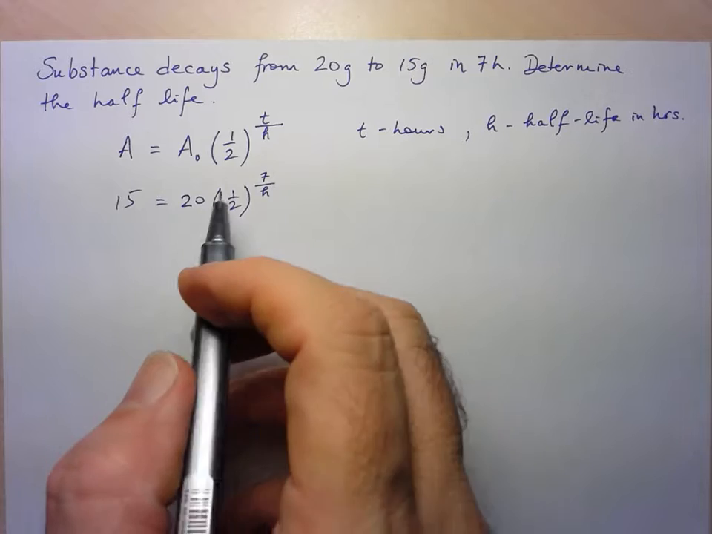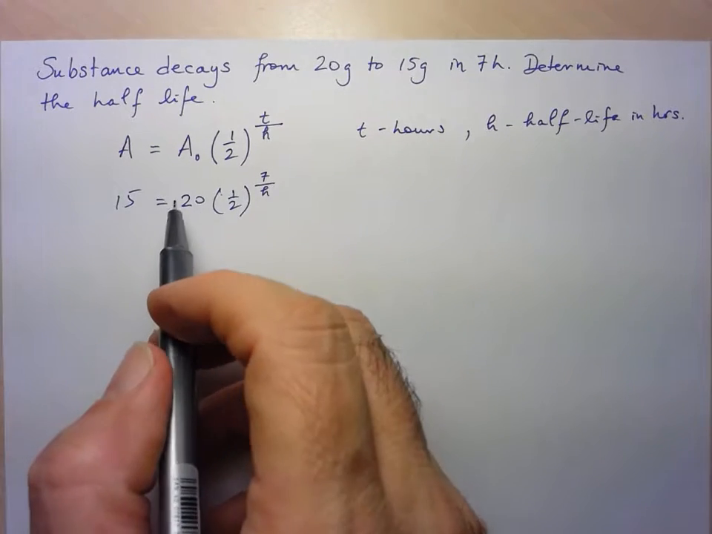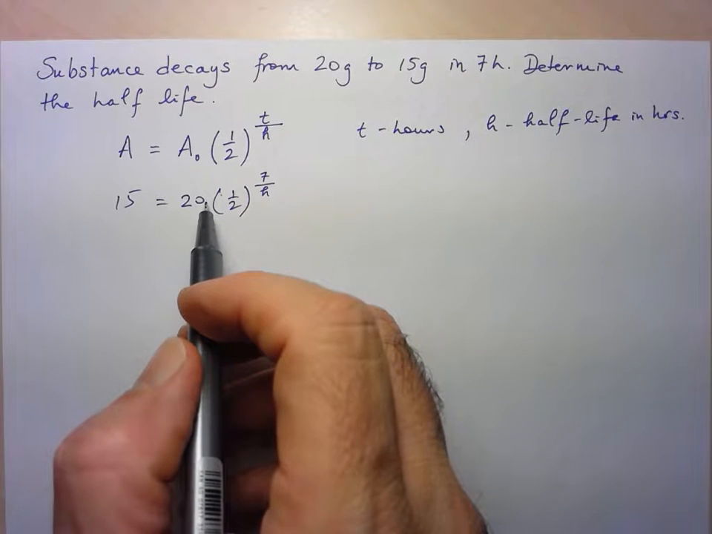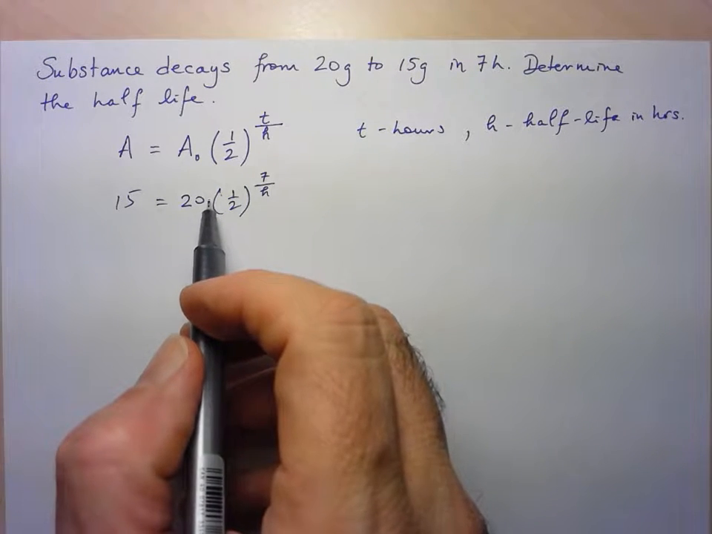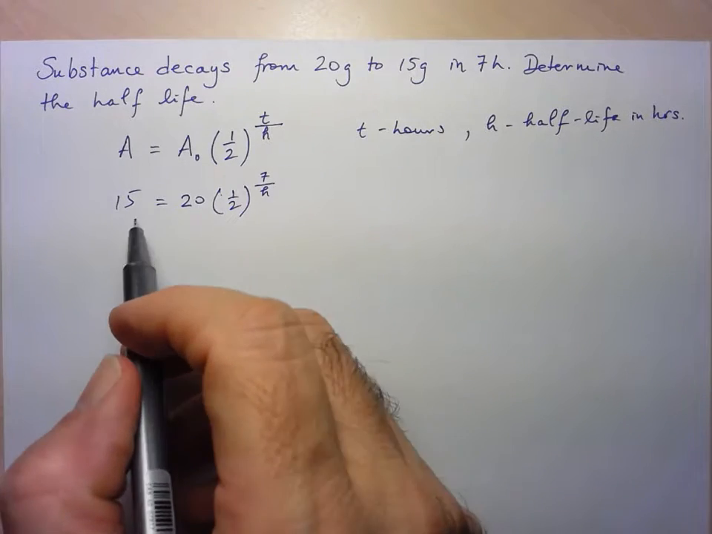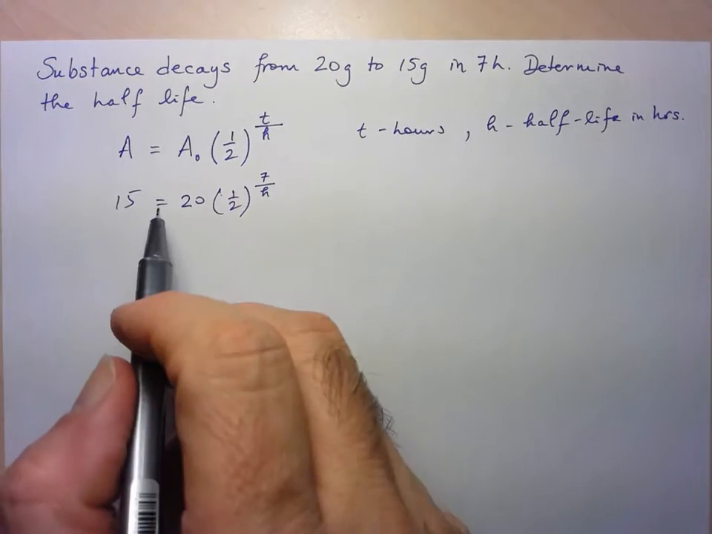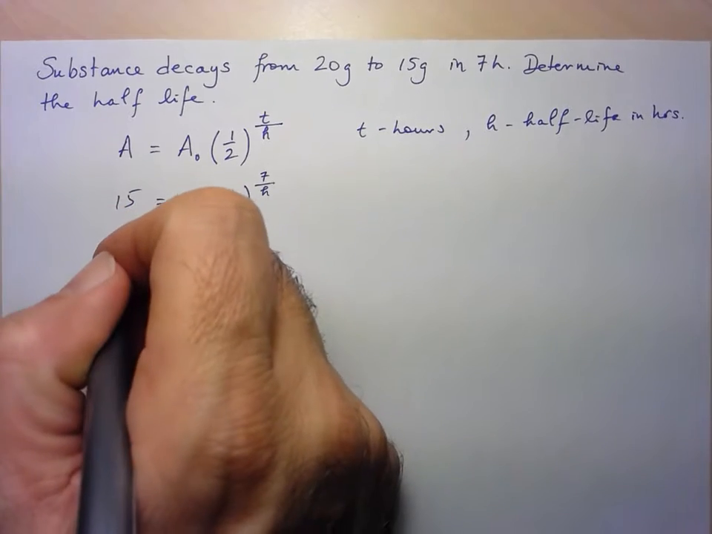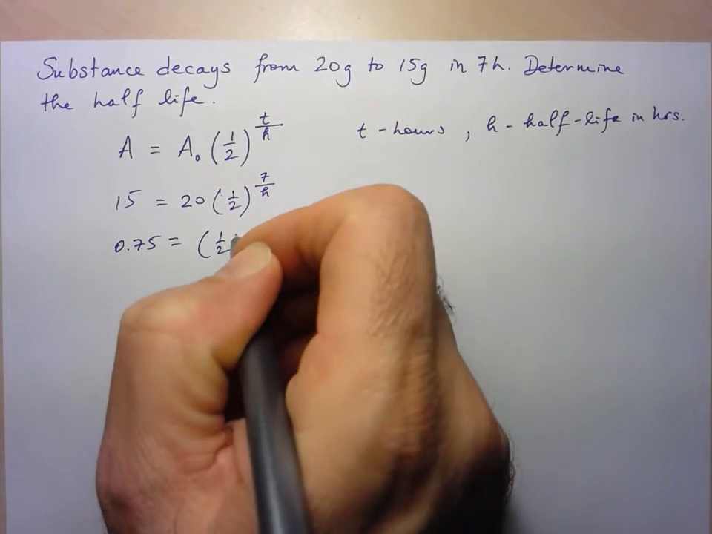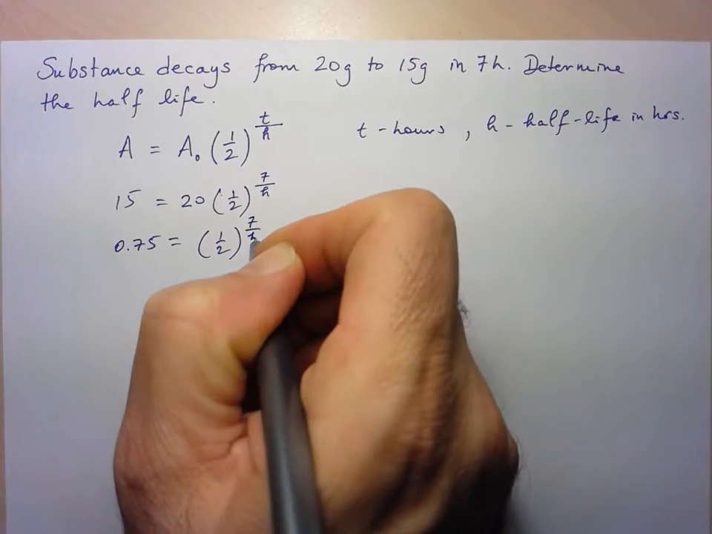Again, we can't use logarithms at this point. I guess we could. If we took log of both sides, then we could use the first logarithm law to separate it out because we have a multiplication. But it's much easier to just divide out the 20 to both sides. So 15 over 20 is 3/4, so that's going to be 0.75 equals 1/2 to the 7 over H.